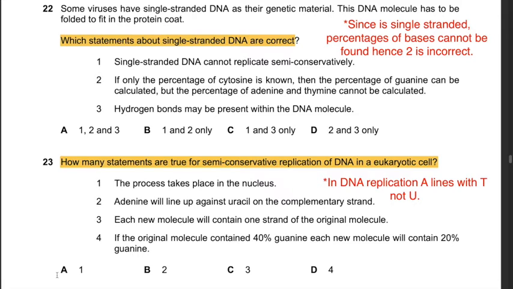Since they are talking about single-stranded DNA, percentages of bases cannot be determined. Hence 2 is obviously incorrect, as in a single-stranded DNA, base pairing doesn't occur. Therefore, the answer is C, 1 and 3 only, as all the other options contain 2.